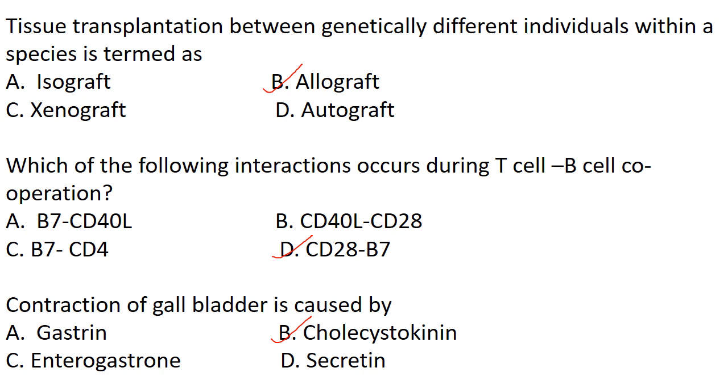Then next one. Which of the following interaction occurs during T-cell B-cell cooperation? It is CD28-B7 interaction. Answer is option D.